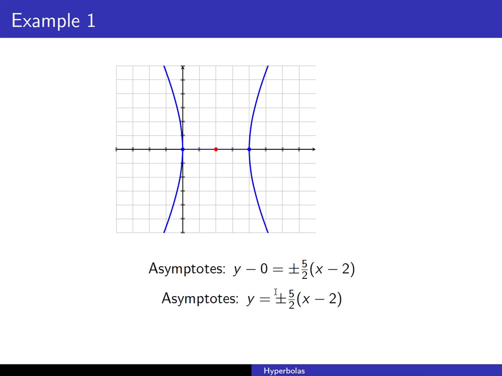Now, we can actually separate this as 5 halves times x minus 2 and negative 5 halves times x minus 2. So when we look at the positive 5 halves slope, when we distribute that positive 5 halves to x minus 2, we get 5 halves x minus 5. When we distribute a negative 5 halves to the x minus 2, we get negative 5 halves x plus 5. So our two asymptote equations are y equals 5 halves x minus 5 and y equals negative 5 halves x plus 5.